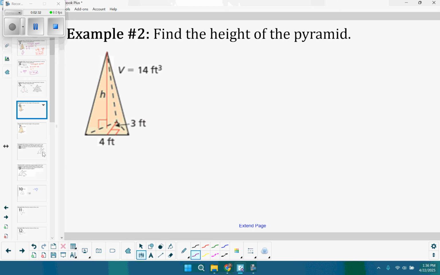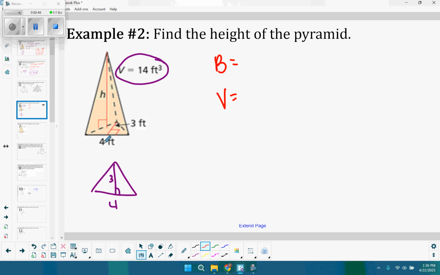For example 2, we want to find the height of the pyramid. They're giving me the volume is 14 cubic feet. We know the base is a triangle that has a height of 3 and a base of 4. So we know that we could find B. We know V. And I'm looking for H. So B would be 1/2 times 4 times 3, which is 6. My height was unknown. My volume was 14.